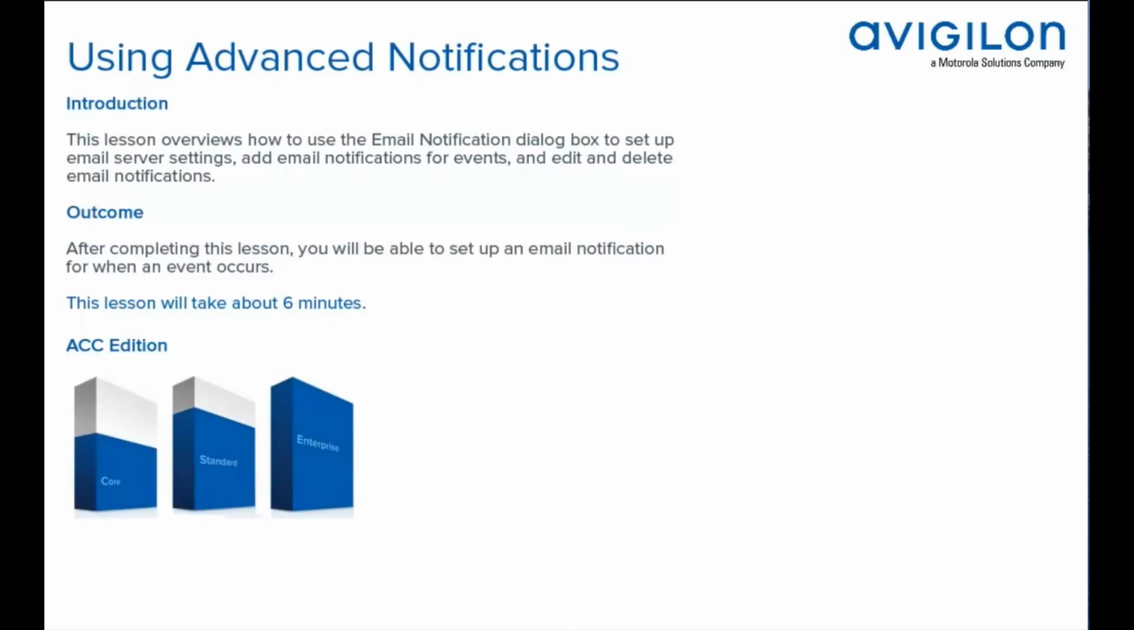This lesson overviews how to use the email notification dialog box to set up email server settings, add email notifications for events, and edit and delete email notifications. After completing this lesson, you will be able to set up an email notification for when an event occurs. This feature is available in these editions of ACC software.